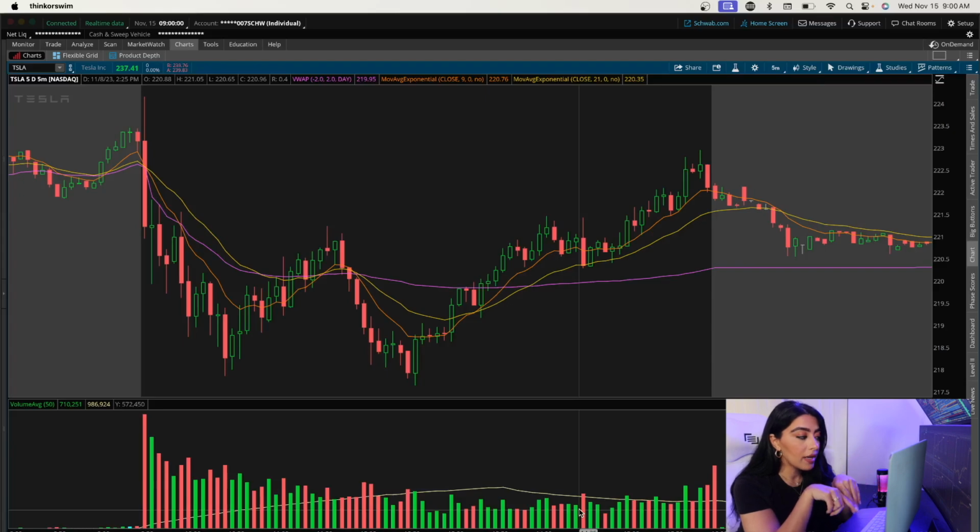The second one is actually something I've recently started using, and it's through BOOKMAP. I mentioned this in my BOOKMAP video, and I think it's a really helpful indicator. It's so easy to see volume on this, so let's go ahead and go through it.